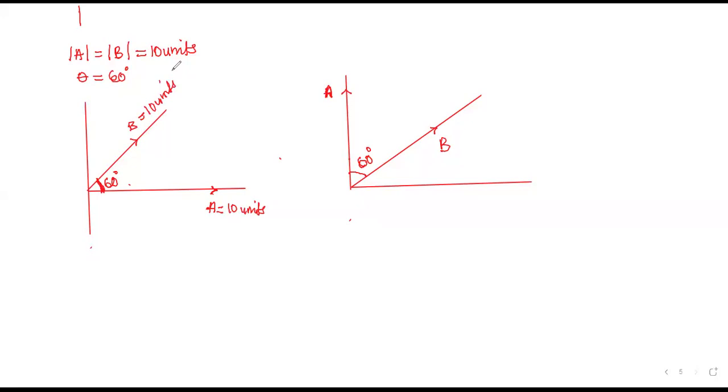Now, before I can determine A and B, I must resolve this into a parallelogram. Because the angle is not equal to 90, I must resolve the vectors into a parallelogram. And that's exactly what I'm doing.